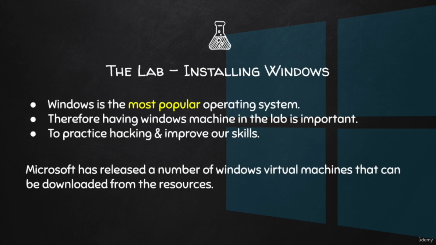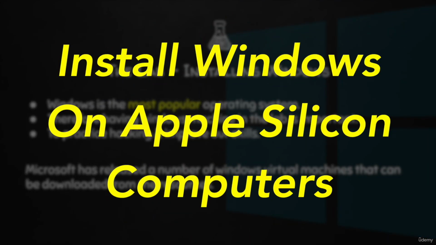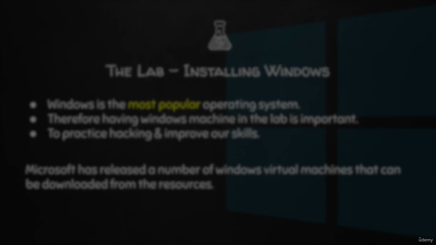As mentioned in the previous lecture, installing Windows on Apple computers that use the ARM chips, the M1, M2, and so on, the M series, is different. So the method shown in the previous lecture will not work, and that's why we have this lecture to show you how to install Windows 11 on Apple computers that use the ARM chips, the M1, M2, and so on.